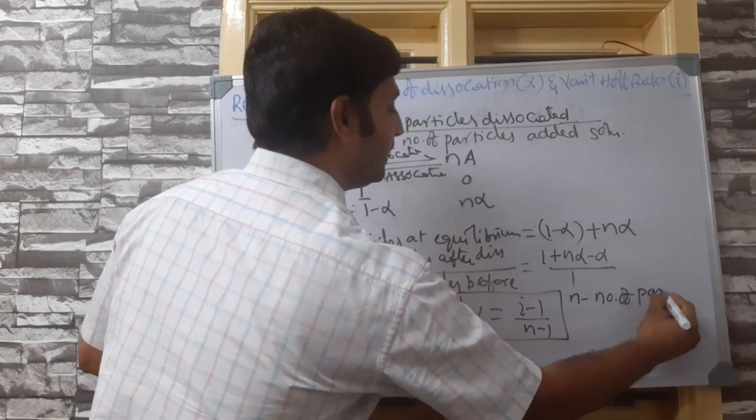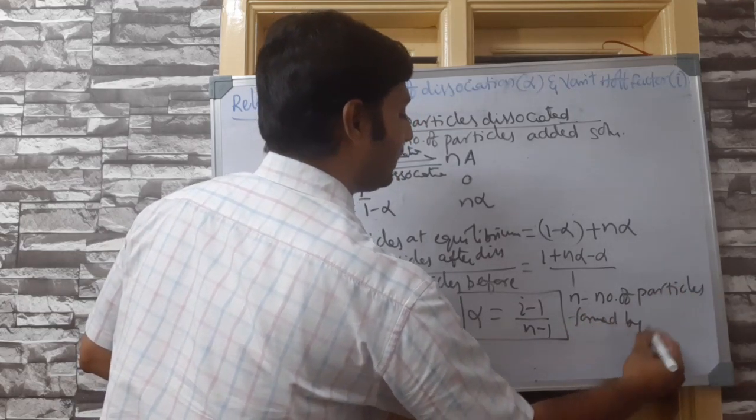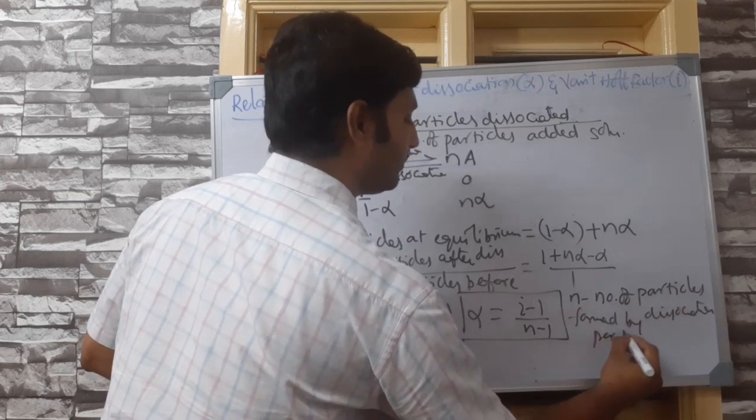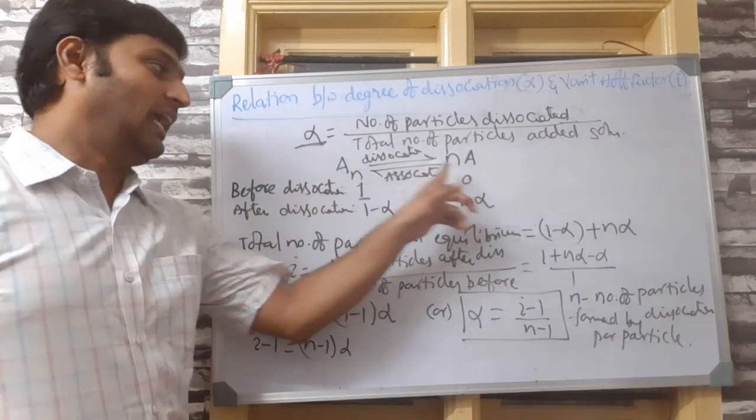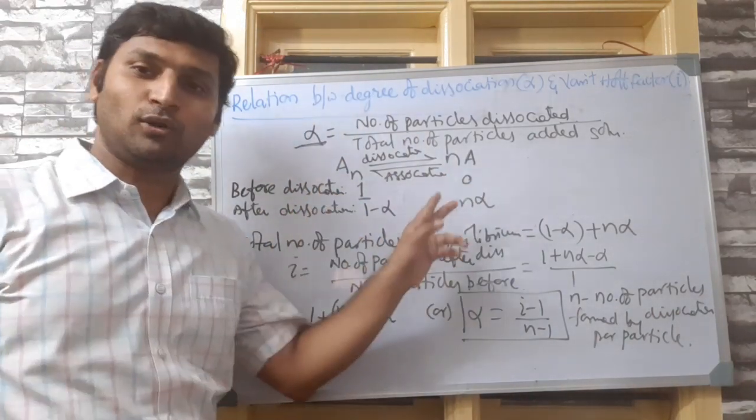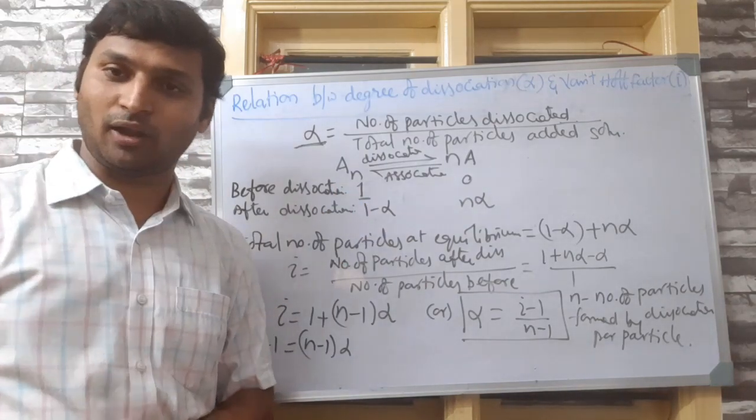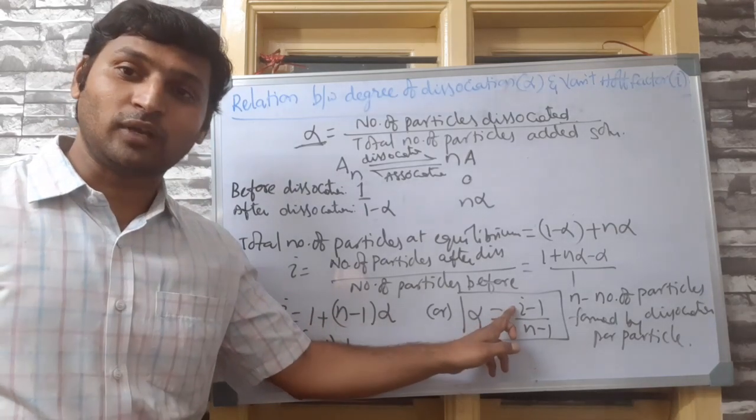n is the number of particles formed by dissociation per particle. Meaning in case of KCl, n will be 2. In case of calcium chloride, n will be 3. In case of calcium phosphate, n will be 5, and so on. So substitute the n value here. Where will you get the i value from?